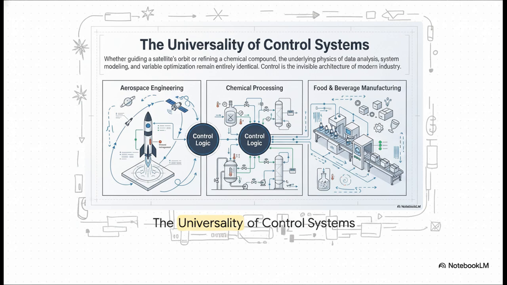Now, they look completely different, right? But I want you to look at the blue lines connecting them. The control logic, the invisible brain analyzing data and optimizing variables, is actually exactly the same. It's the invisible architecture of modern industry. Whether you're programming a programmable logic controller, which we call a PLC for short, for a simple traffic light, or for a complex robot arm, you are using the exact same foundational logic.